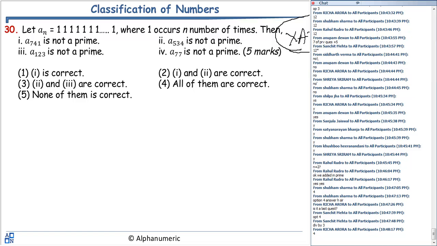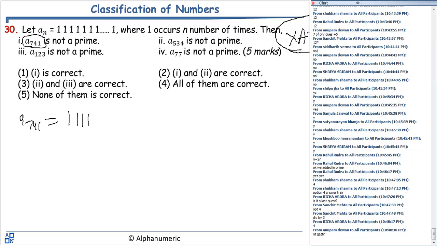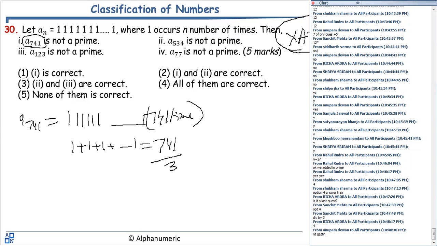A741. A741 means what? A741 means I'll write down 1111... 741 times. Okay? So add all of them. Sum of the digits is what? 1 plus 1 plus 1. If you add 1 this 741 times, you get 741, which is divisible by 3. So A741 is divisible by 3. And since it is divisible by 3, it cannot be a prime. So the first statement is true, that A741 is not a prime.